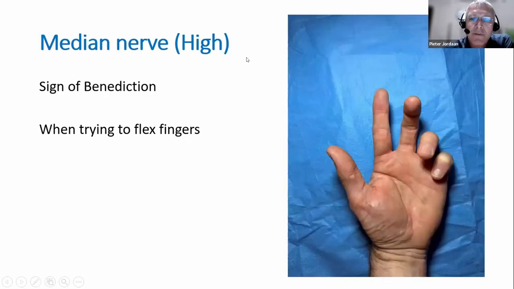Median nerve, if it's a high median nerve injury, so above the AIN, we get the sign of benediction. But remember, it's important, this you get when patients try and make a fist. So when they try and flex their fingers, they can't flex the thumb and the index finger, and they can usually partially flex the middle finger.